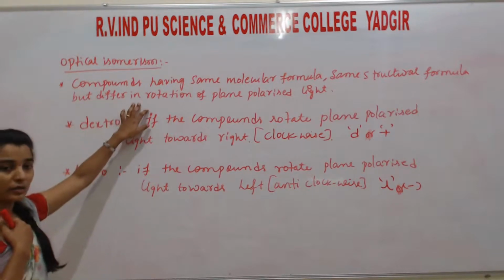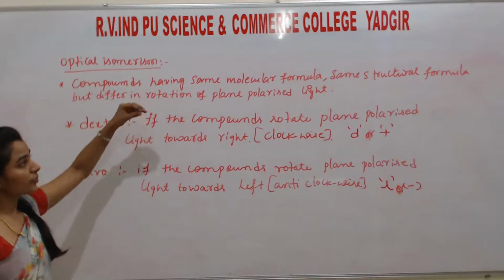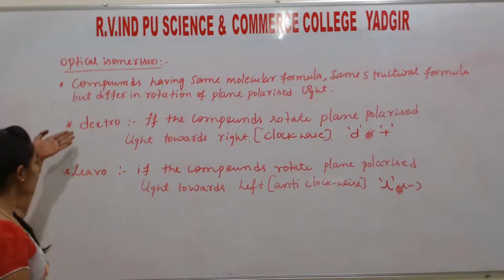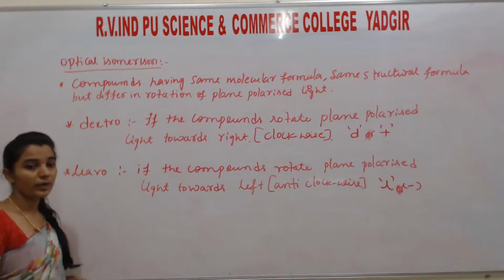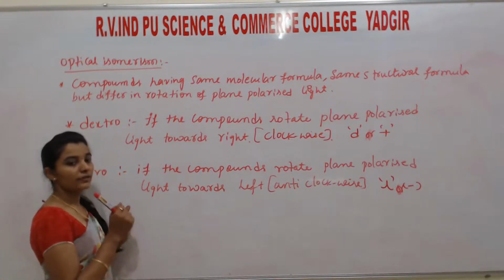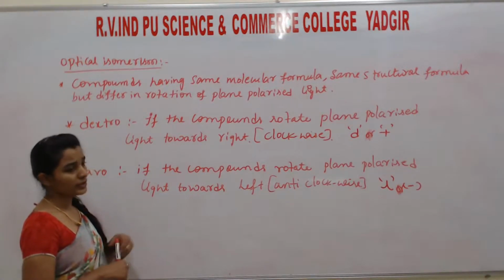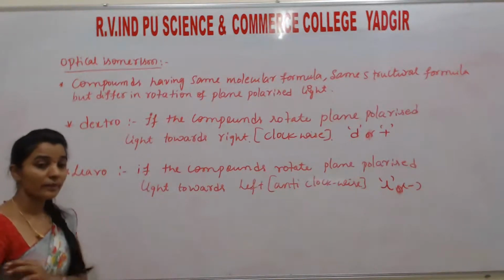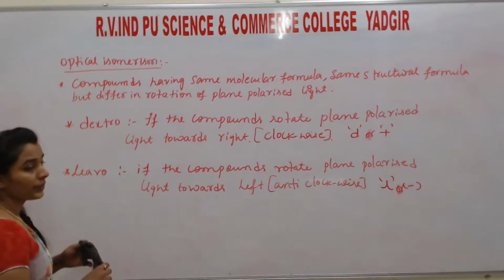Compounds having the same molecular formula, same structural formula, but differing in the rotation of plane polarized light are said to be optical isomers. There are two types, one is dextro, another one is levo. Dextro means they rotate plane polarized light in the clockwise direction. If they rotate it towards the left, that is anti-clockwise direction, then they are said to be levo isomers. Only the cis isomer shows optical isomerism.